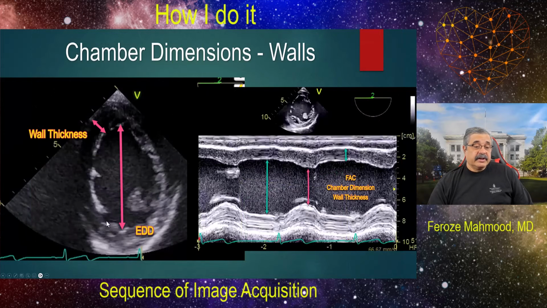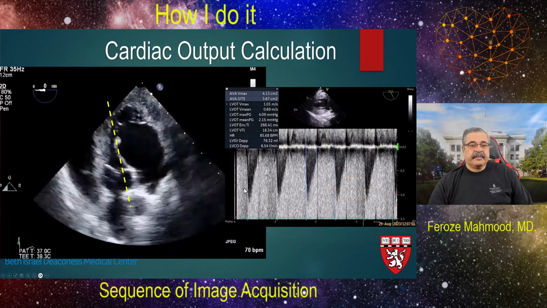We can also measure the end diastolic diameter, the wall thickness, and more recently I've become very fond of using the M mode to assess the wall, the chamber dimensions, the shortening, the wall thicknesses, and to calculate the fractional area change of the ventricle in this situation.